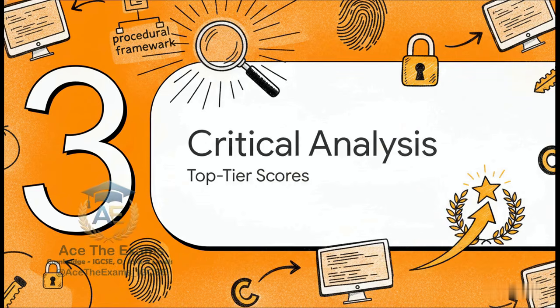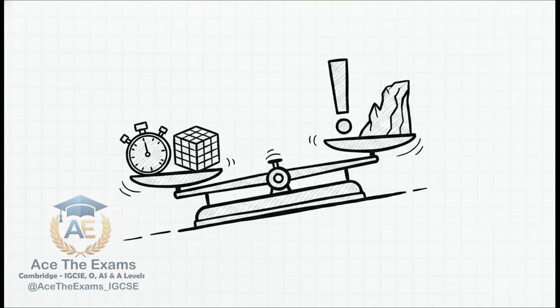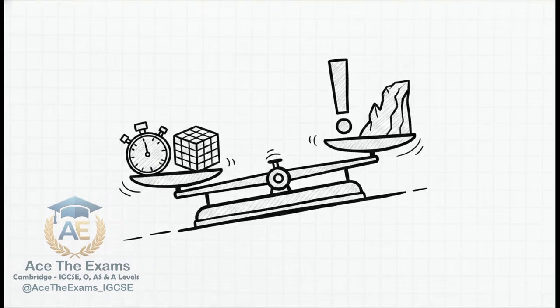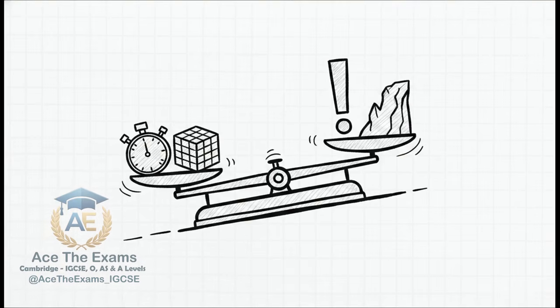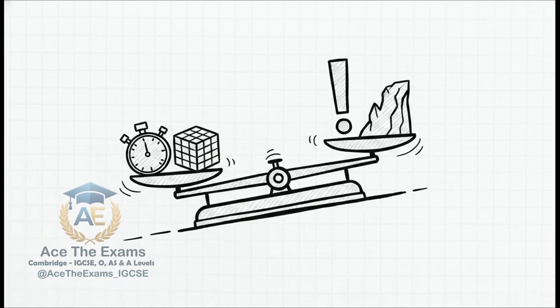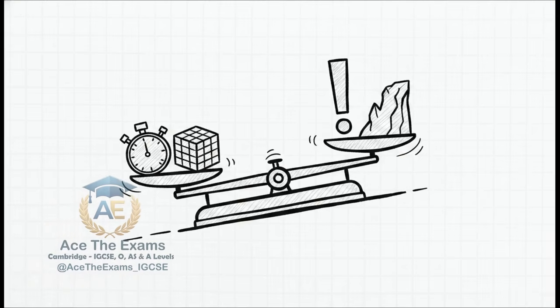Now, let's move to Phase 3, Critical Analysis. If the procedural framework gets you passing marks, critical analysis is what catapults you to that coveted A star. Let's do a quick mental workshop here. Imagine I just handed you a massive, complex data table on hashing algorithms. If you just scan it and say, algorithm A is faster, you get 0 marks for analysis.